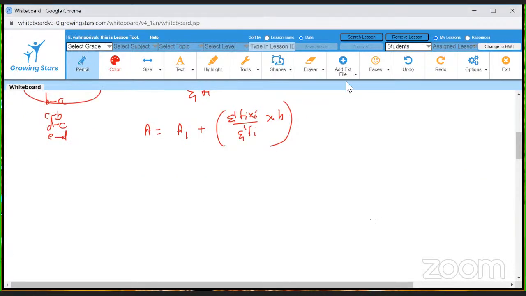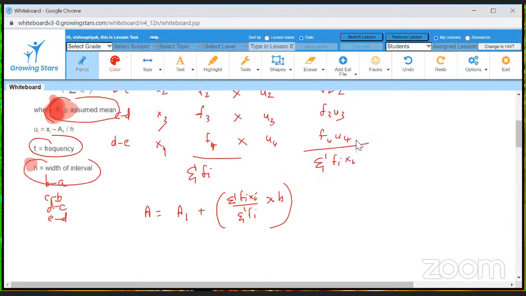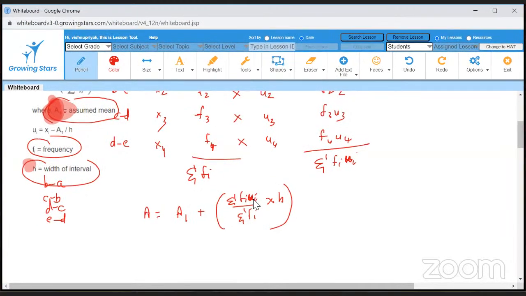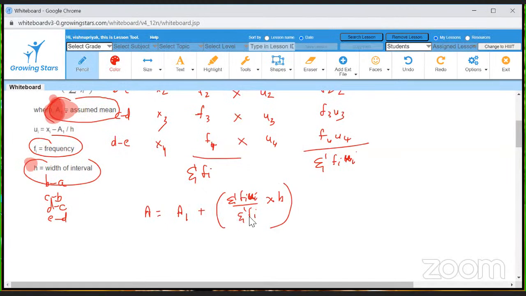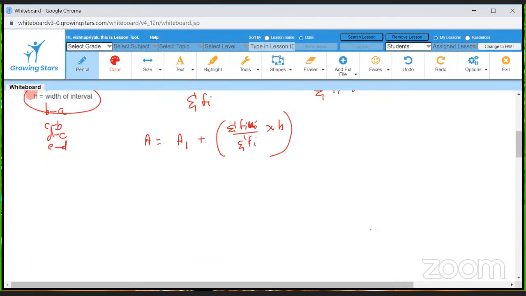Whatever is there in the table, if F5 U5 is there, that also you have to multiply. If F6 U6, F7 U7, F8 U8, however many there are, you will multiply all those. And then you will take sigma Fi Ui and divide by sigma Fi. This is the method to find the mean by the step deviation method.